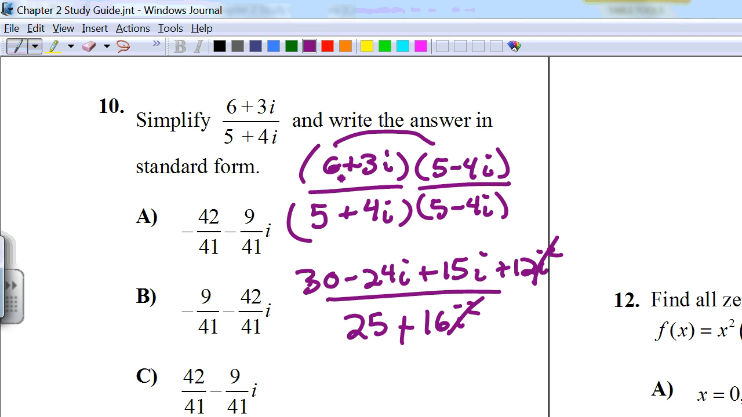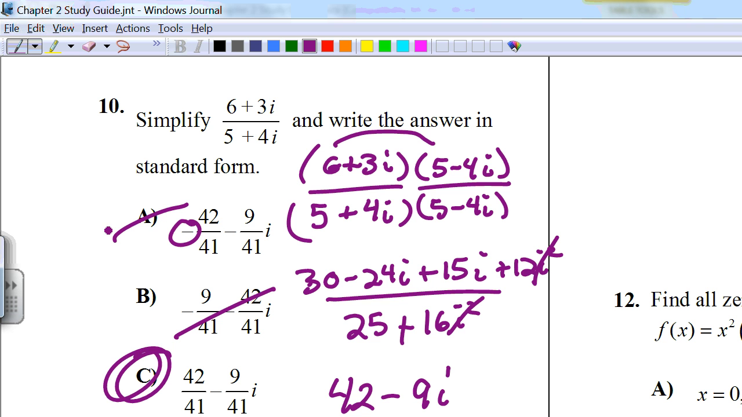30 plus 12 is 42. Minus 24i and plus 15i leaves me with a negative 9i, all over 25 plus 16, which is 41. Now I can put these under each individual one. So my numerators should be 42 and minus 9. 42 is first. 42 over 41 minus 9 over 41. That's our answer. All right, let's look at number 12.